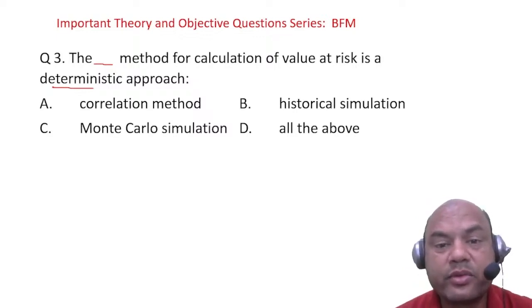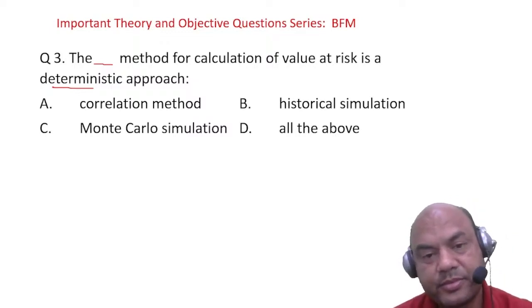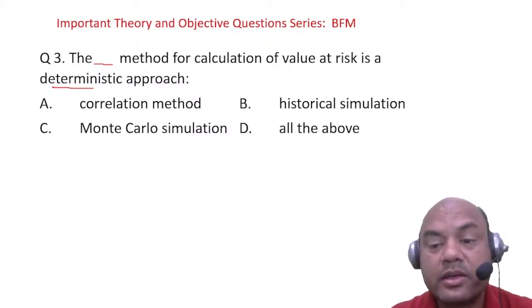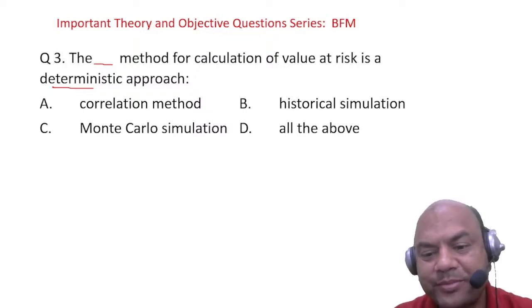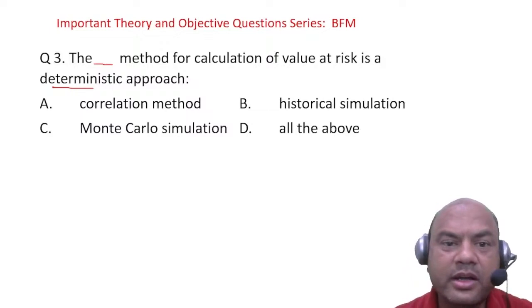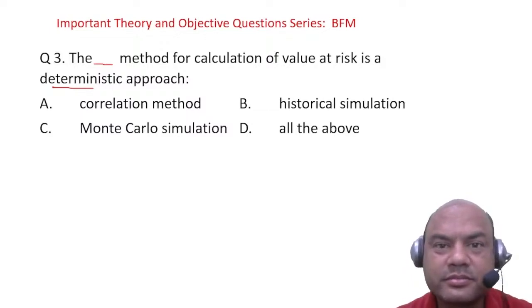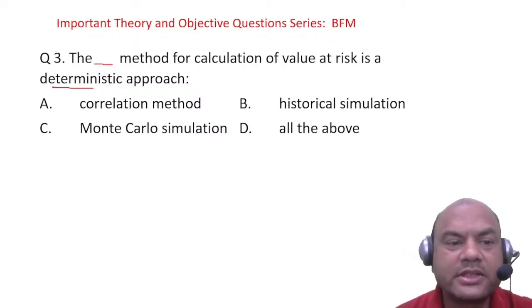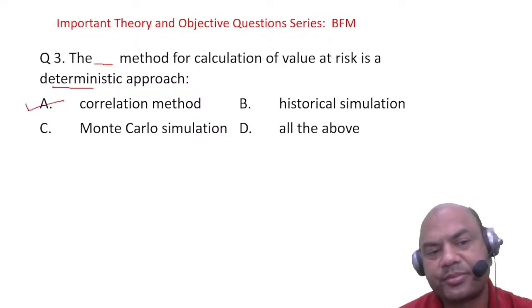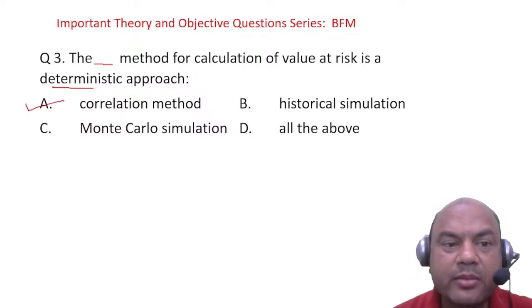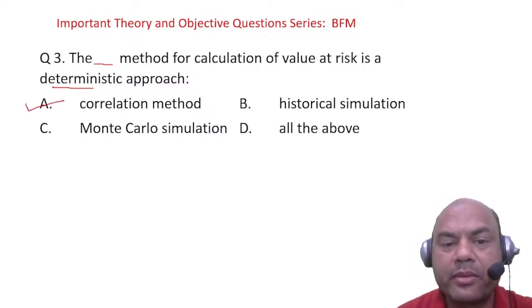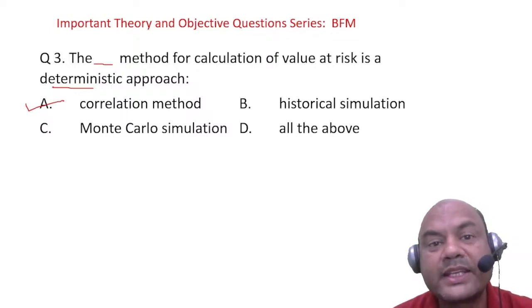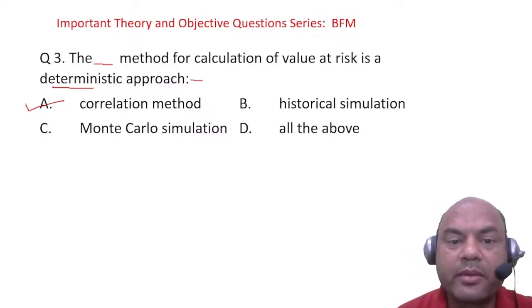The dash method for calculation of value at risk is a deterministic approach. Let me think. You should think, not me, isn't it? What is the correct answer? The answer over here is correlation method. Always remember that deterministic means comparison between two parameters. You should be able to get the exact answer. Two parameters comparison.